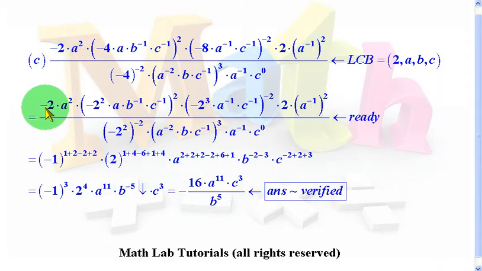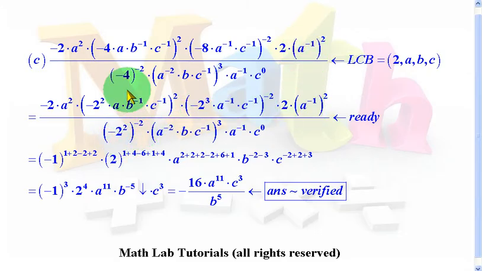-2 is already in terms of base 2, so it's a drop down. A squared is a drop down. -4 can be rewritten as -2 to the power 2. Everything else is a drop down. -8 can be rewritten as -2 to the power 3. Everything else is a drop down. And 2 is certainly a drop down. This is a drop down.